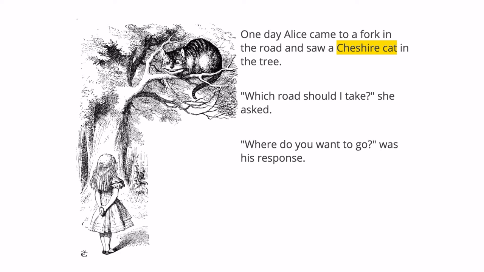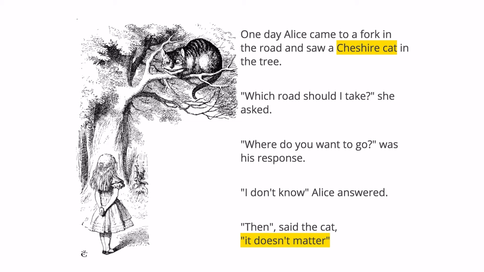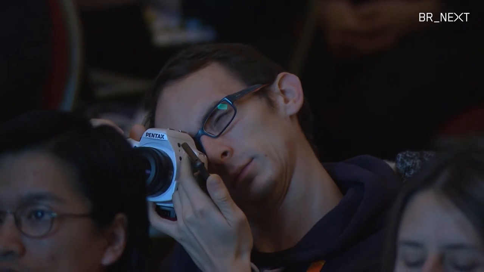In our case, as engineers, well, what do we want to build? But Alice was like, well, I really don't know. What do I want to build? Where do I want to go? And then, said the cat, it does not matter. So here's my advice to all of you: follow the Cheshire Cat's advice. Just get involved. Just try with whatever you have. In the end, have a fun adventure with JavaScript and hardware.